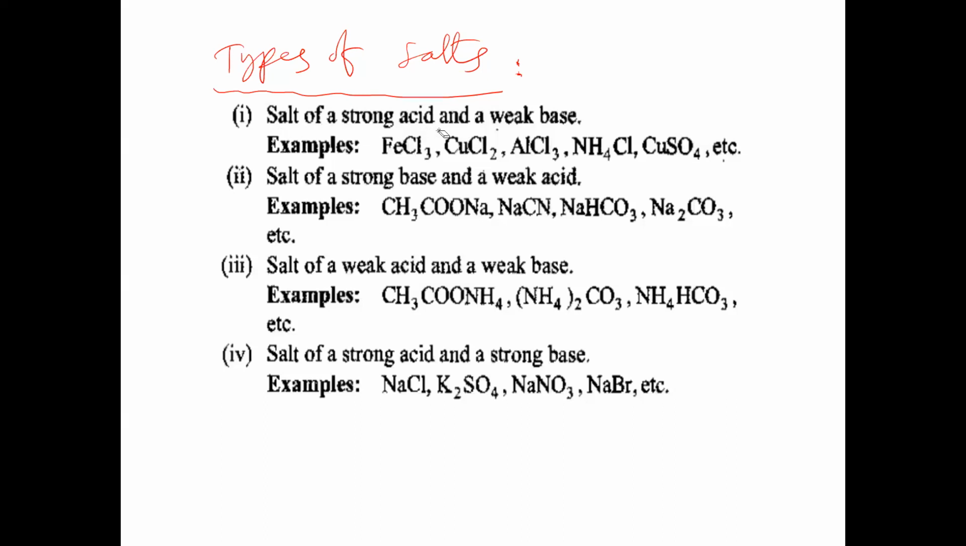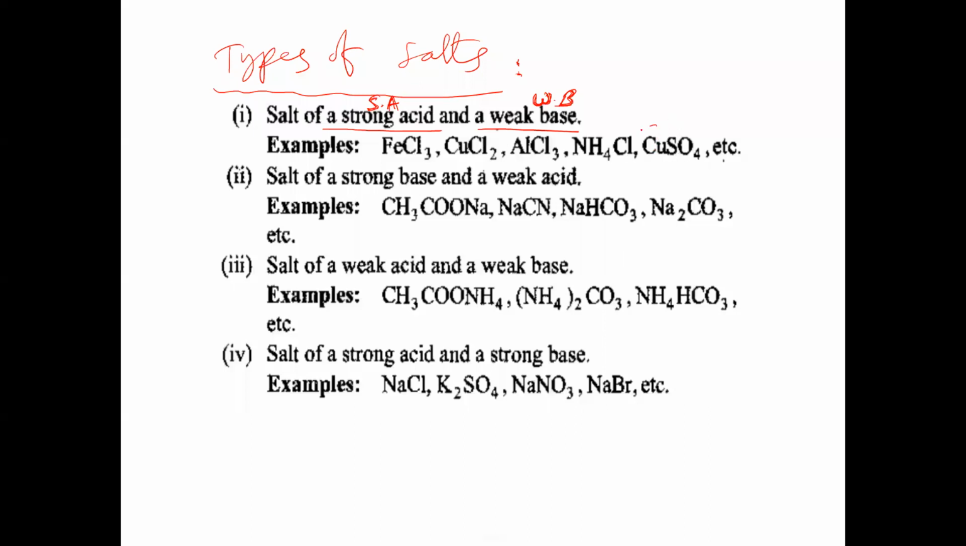Now see, first type of salt, you check it here. Salt of a strong acid and a weak base, remember. Strong acid and weak base. So I'm taking strong acid short form SA, and weak base means WB. Weak base is WB, and strong acid is SA. So strong acid and weak base I'm taking. First one, the examples here: FeCl3, CuCl2, AlCl3, NH4Cl, CuSO4.